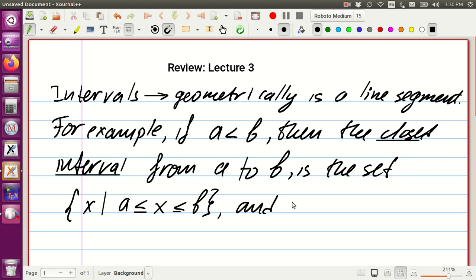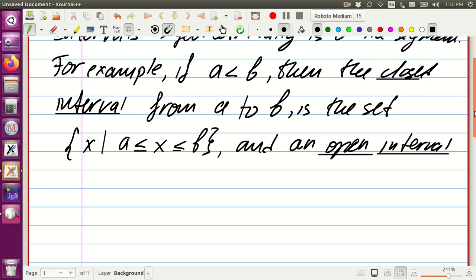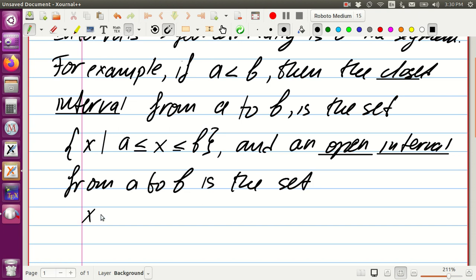And an open interval from A to B is a set where we take x if x is strictly greater than A and strictly less than B.